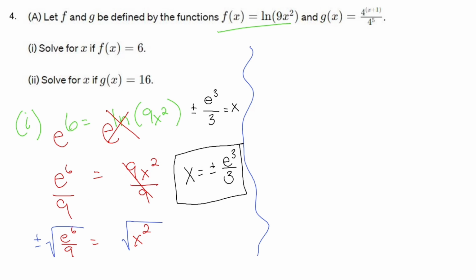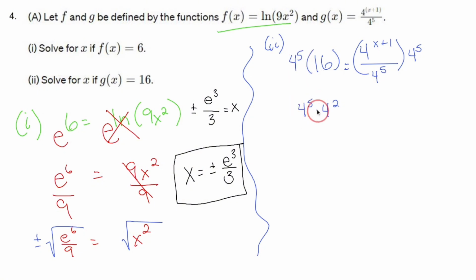Okay, part 2 of part A has me setting this, which I know it's kind of faded, but you have 4 to the x plus 1 over 4 to the 5th equals, what was it, 16? Now I know what 16 is. 16 is 4 squared. And while I'm at it, why don't I multiply both sides by 4 to the 5th? So I have 4 to the 5th times 4 squared equals 4 to the x plus 1.